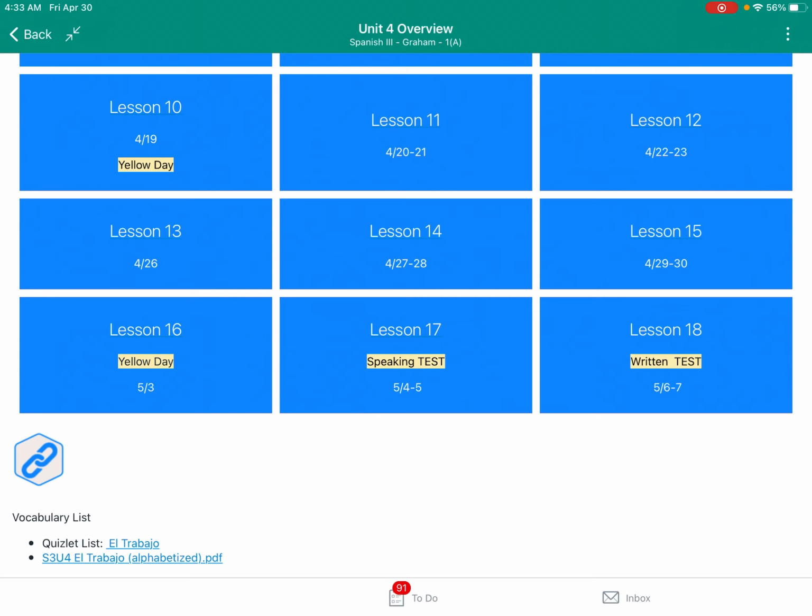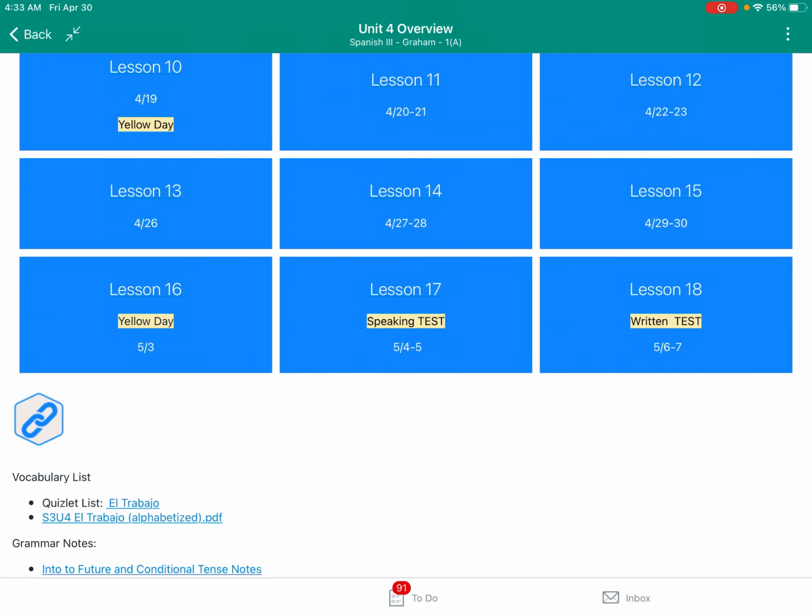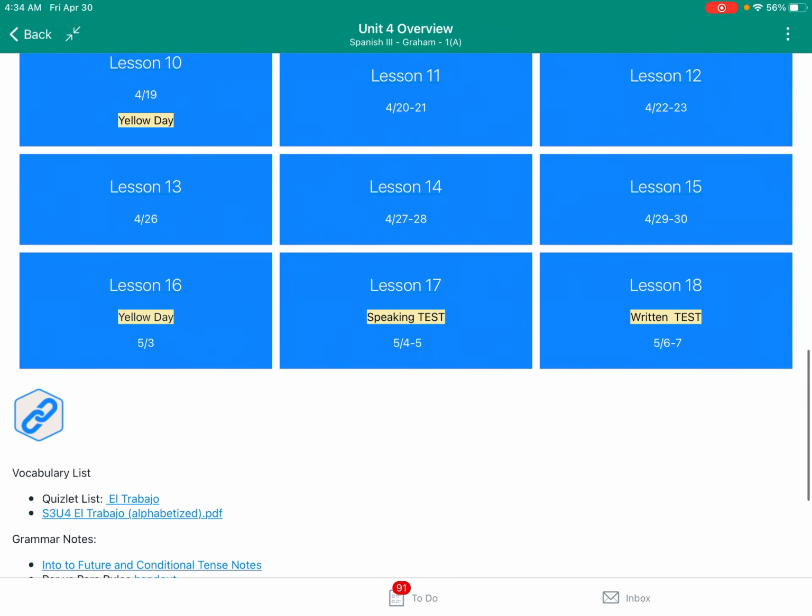But I did want to point out a couple things since I have a sub today. Next week, which is lesson 16, 17, and 18. Obviously, lesson 16, we have a yellow day. That was originally going to be our speaking test. So lesson 17 is where we're going to have our speaking test.